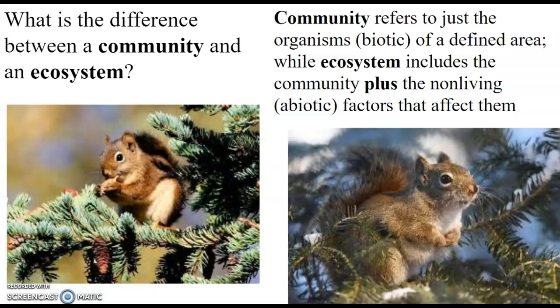So if you look at these two pictures here, the community is obvious in the picture, the red squirrel and the coniferous tree. But what's an abiotic factor that's affecting the red squirrel here? Well, there's differences in temperature. There's differences in sunlight. Looks like one might be a cloudier day, and the warmer one doesn't have snow. The one on the right does have snow, so you're assuming it's colder. So, community versus ecosystem.